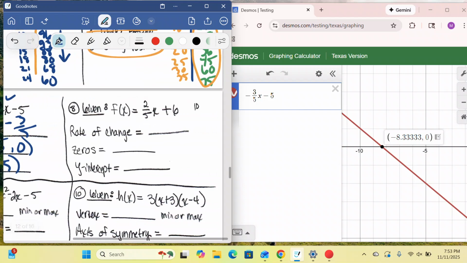Given number 8, you can go ahead and try that one on your own. If you want to pause the video and then check your work, you can go ahead and check your work.